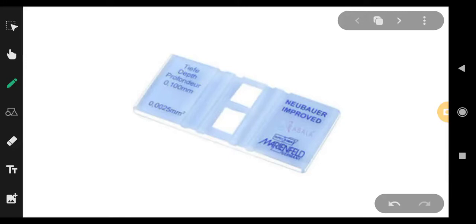To begin with, what is a hemocytometer? Hemocytometer is basically a slide. That slide is used to count. Hem is blood, cyto is cell, meter is to count. So hemocytometer is used to count the number of blood cells. Which blood cells? WBCs, RBCs, platelets, etc.